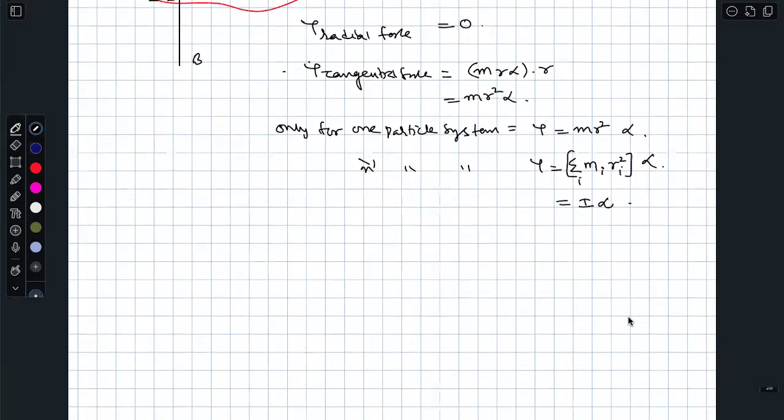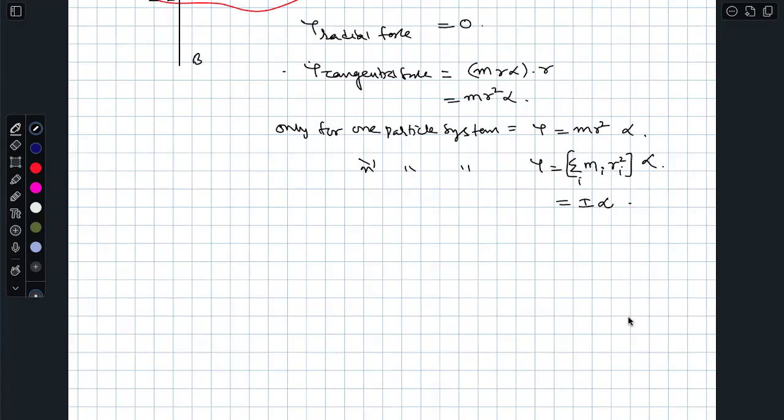Which is analogous? What is the cause of angular acceleration? Torque. What is the cause of acceleration? Force. Force is the cause for the acceleration. Torque is the cause for angular acceleration. It is like your F is equal to ma.